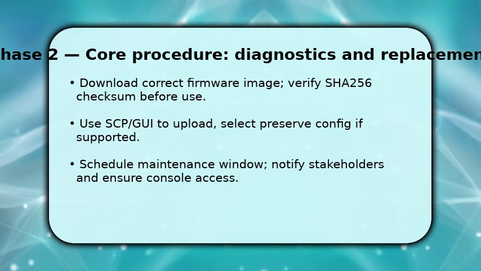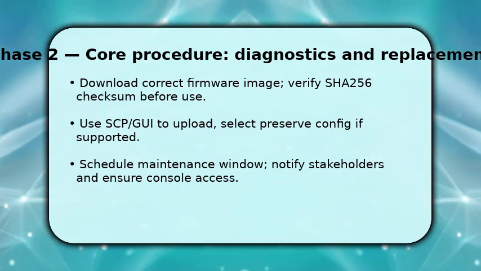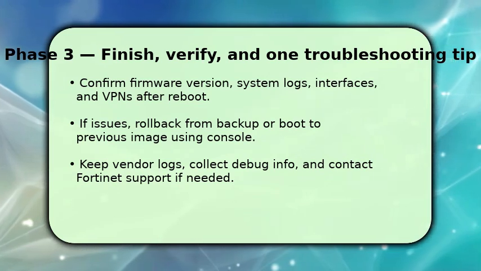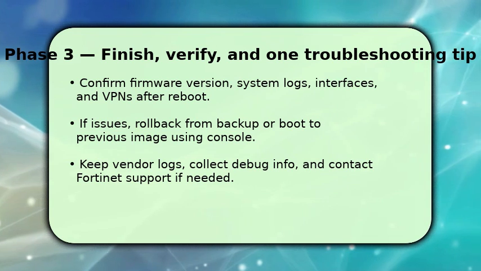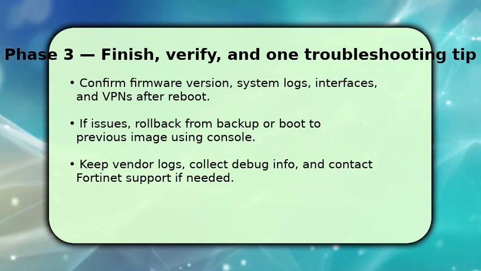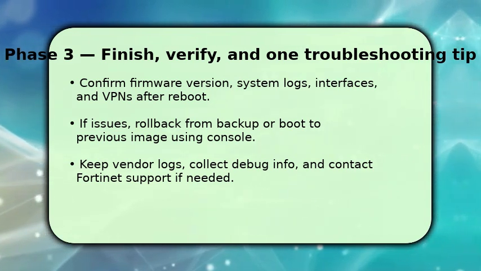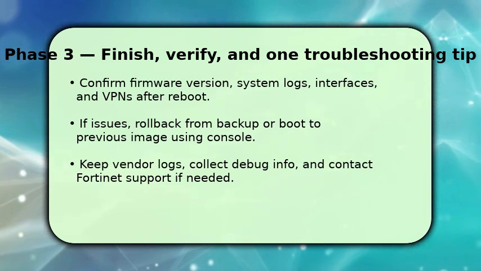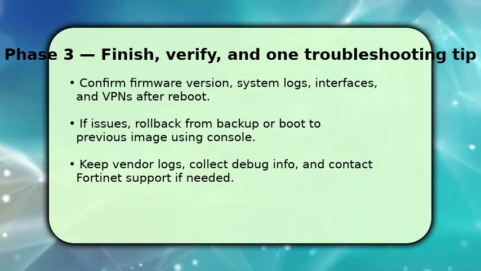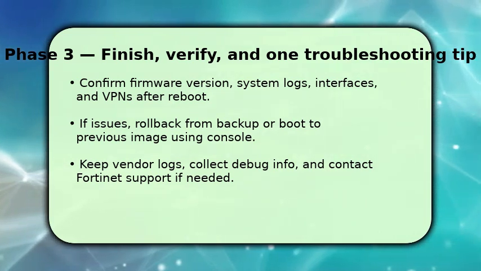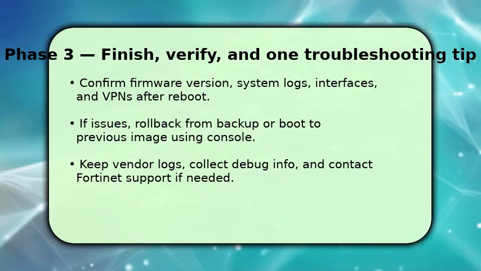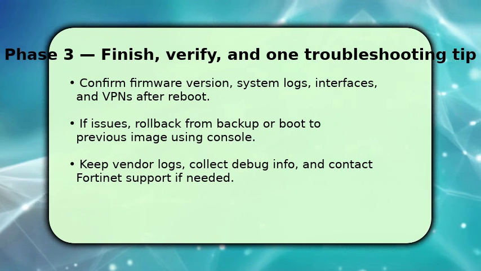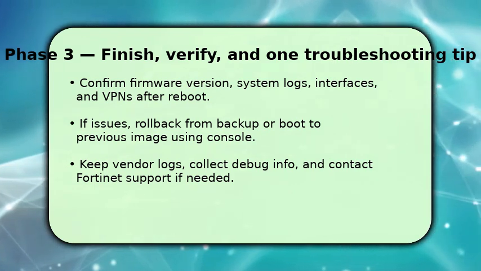You finish by validating the unit. Check the FortiOS version, review system logs for errors, and test core services like routing, interface status, firewall policies, and VPN tunnels. If something fails, revert quickly, boot the previous image, or restore the saved configuration from your backup via console. This minimizes downtime. If problems persist, gather debug outputs, system event logs, and PCAP traces. Then open a support case with Fortinet.